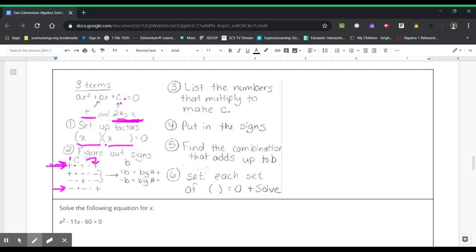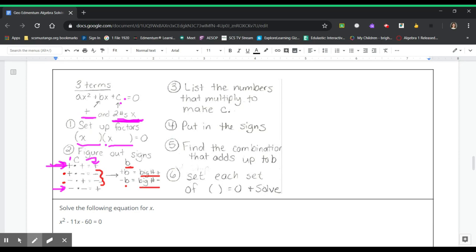But what happens if your c value is negative? If your c value is negative, it's going to be a mixture of those two things. It's going to be a positive times a negative or a negative times a positive. And the way that you figure it out is if you look at your b value. If your b is positive, the big number from the factors is going to be positive, and if your b number is negative, then the big number from your factors is going to be negative.